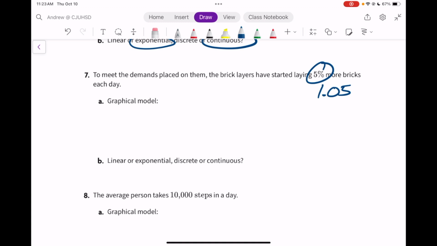Each day they get 5% more. Would it make sense to talk about in between the days? I don't think it would make sense to talk about in between the days. So on this one, we're going to use dots. It would probably look something like this.